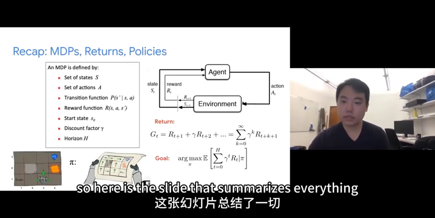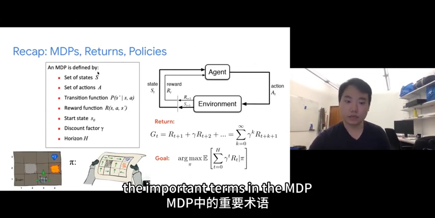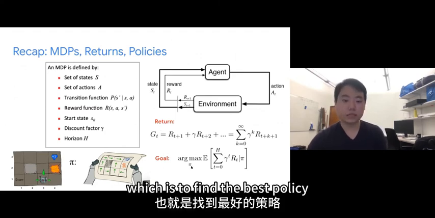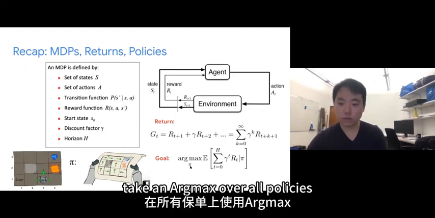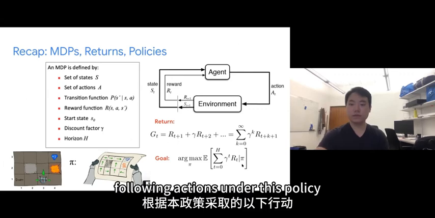So here's the slide that summarizes everything. An agent in some environment, the important terms in the MDP, the goal of reinforcement learning, which is to find the best policy, take an argmax over all policies that maximizes the expected long-term reward following action under this policy.